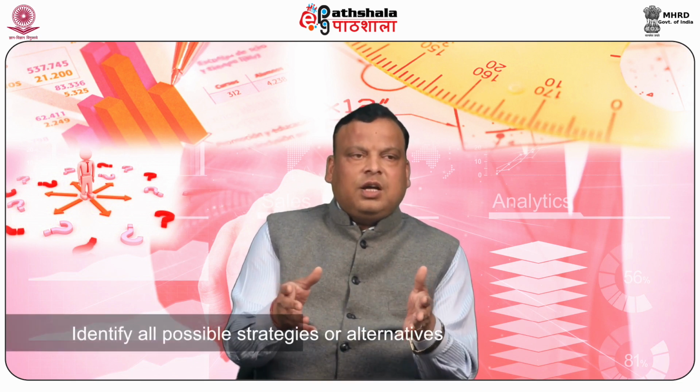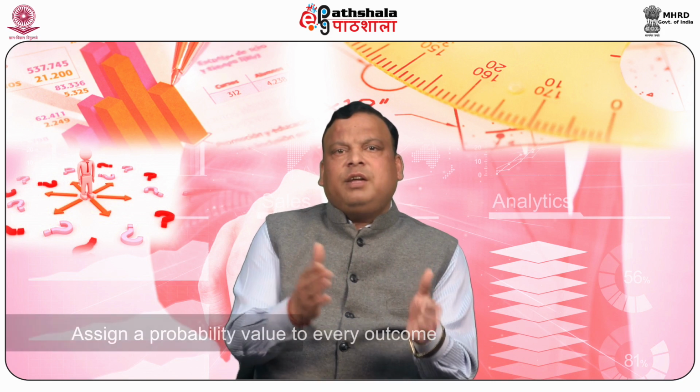At number one, he must be able to identify all possible outcomes. Second, he must be able to identify all possible strategies or alternatives. Third, he must be able to assign a probability value to every outcome based on certain criteria. If he is taking the help of the previous records, he is assigning the probability value objectively, and if he assigns the probability value on the basis of his experience or knowledge, it is known as subjective probability.